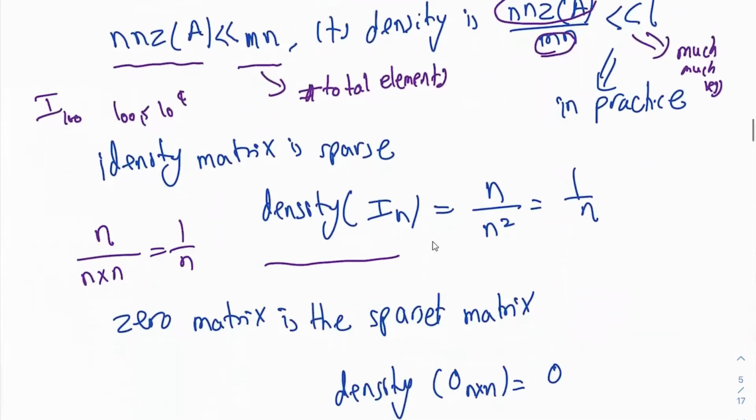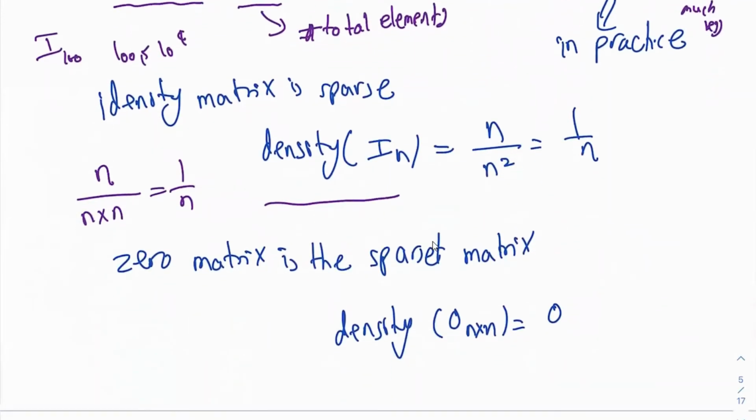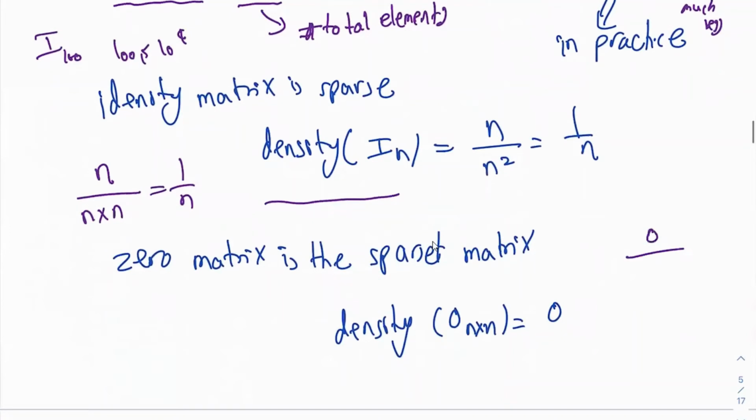Why is that? Because what is the number of non-zero elements? It is 0. Everything is 0, right? And then the total number of elements is n square, let's say, or n by m in general, so the density is equal to 0.